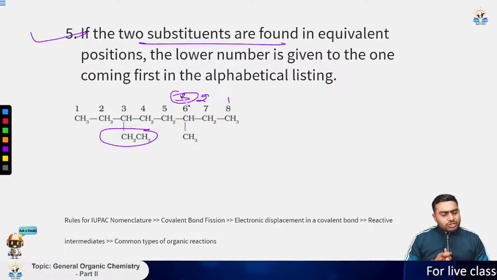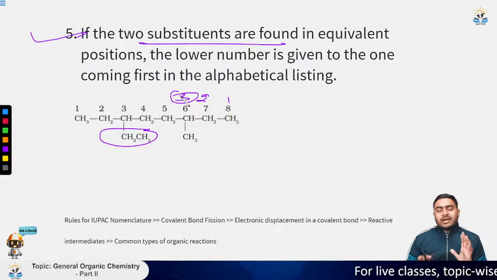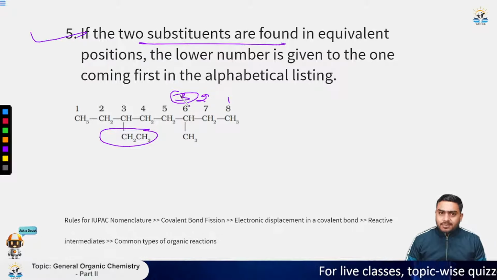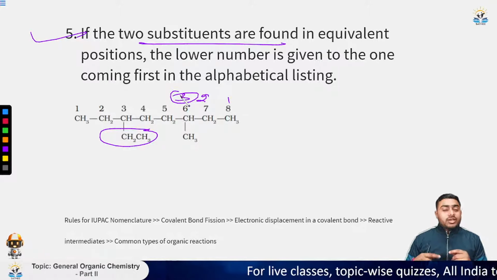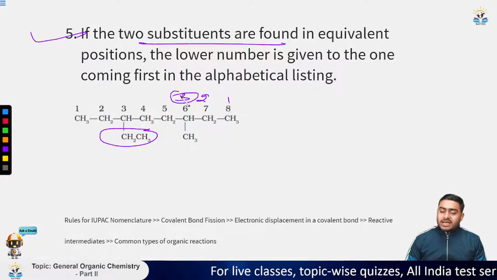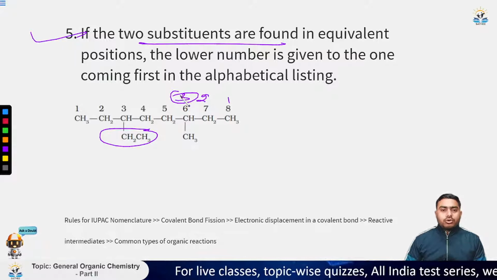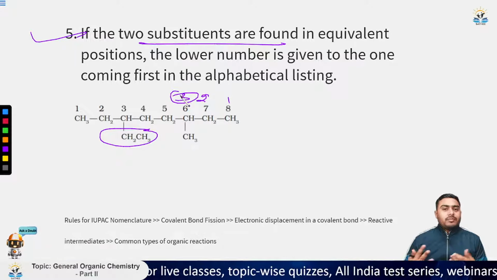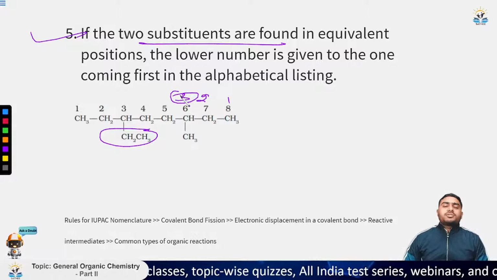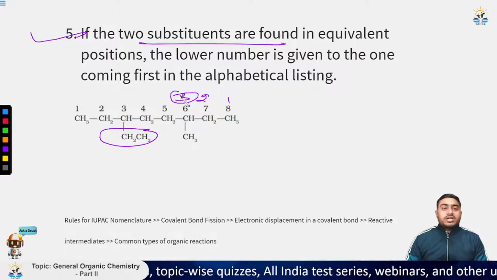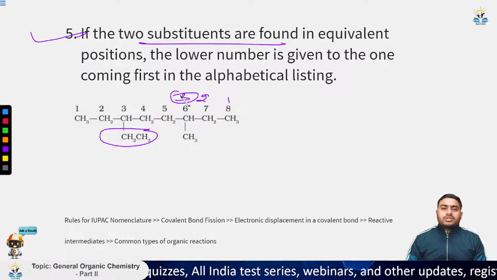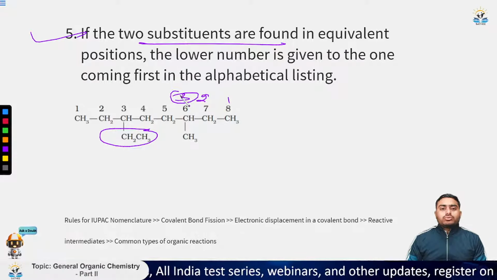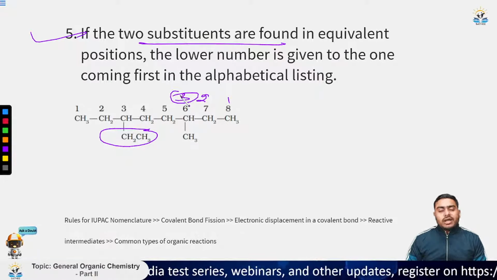First rule, longest continuous chain. If you are not able to find the longest continuous chain, that means from left to right and right to left the longest continuous chain is the same, with the same number of carbon atoms, then you can go to the next one, that is the lowest locant rule. And the third one will be the alphabetical rule. If the two substituent positions are found in equivalent position, that means the lowest locants are the same, then you have to give the lowest number according to alphabetical order.